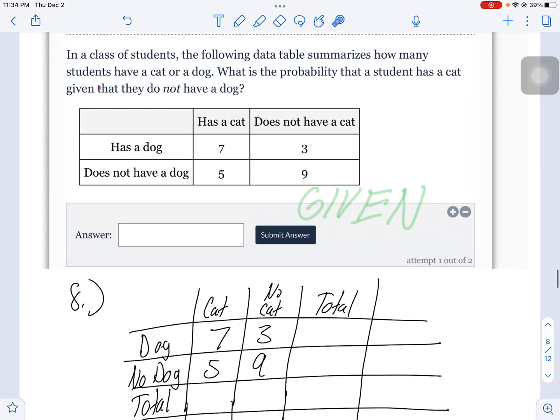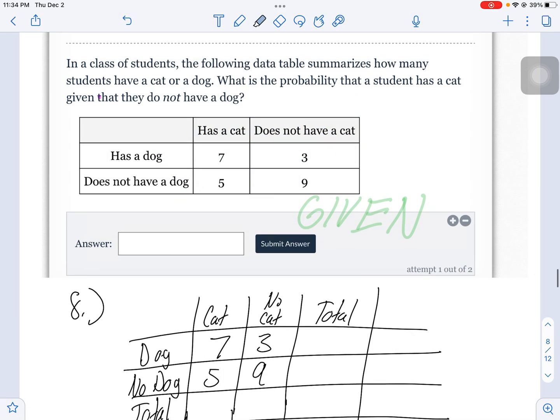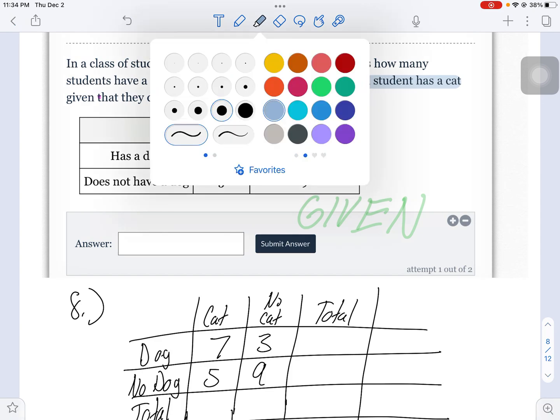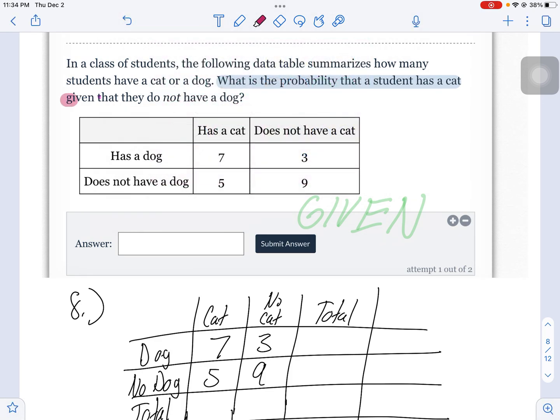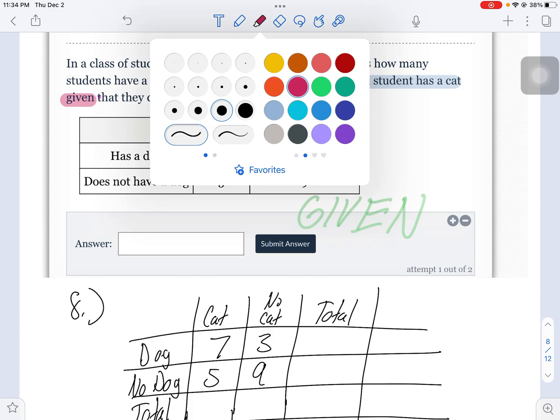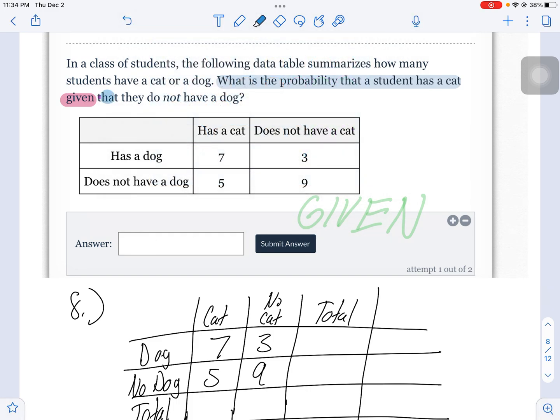Number 8. Okay? Let us do number 8 here. In a class, what is the probability that a student who has a cat, given, this is the key, the tricky wording here, that they do not have a dog. Given that they do not have a dog. So this is a given problem.